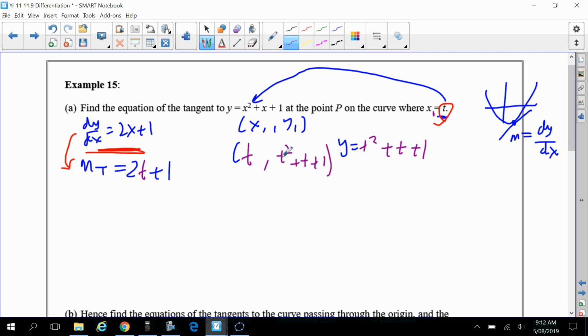Good. Excellent. Right? So now we've got x1, y1. Let's do it. Again, the algebra can get a bit tricky, but we try our best. So we do y minus y1 equal to m_t times x minus x1. Right? Be sure.